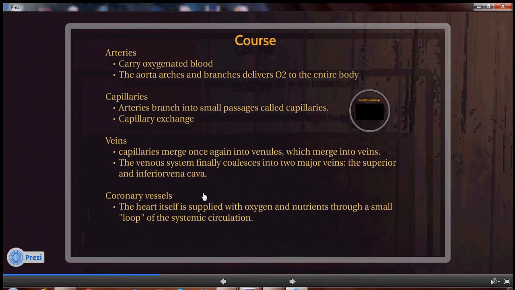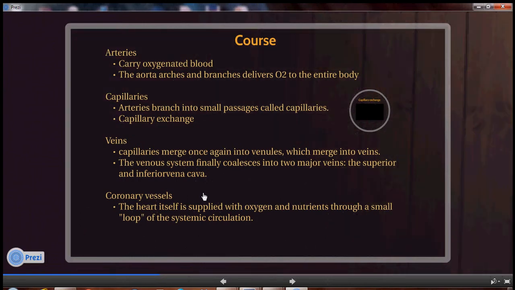Next, we're going to see the function of each of the components of the circulatory system. We have that the arteries are the ones that carry oxygenated blood. The aorta arches and branches, delivering O2 to the entire body. Capillaries are the ones that branch into small passages.